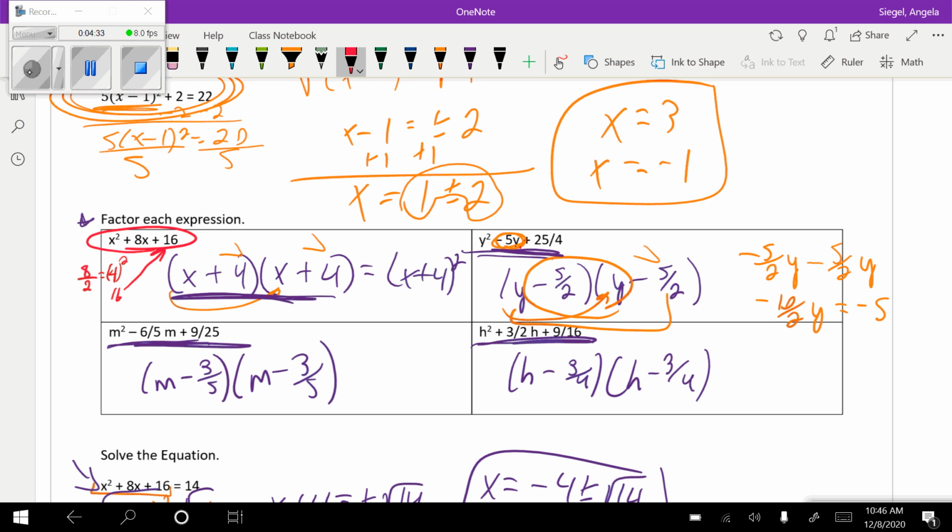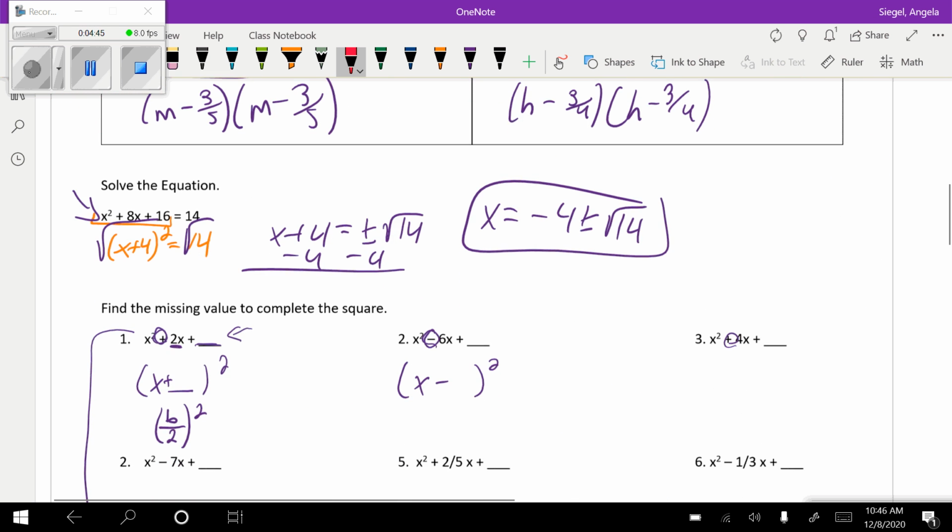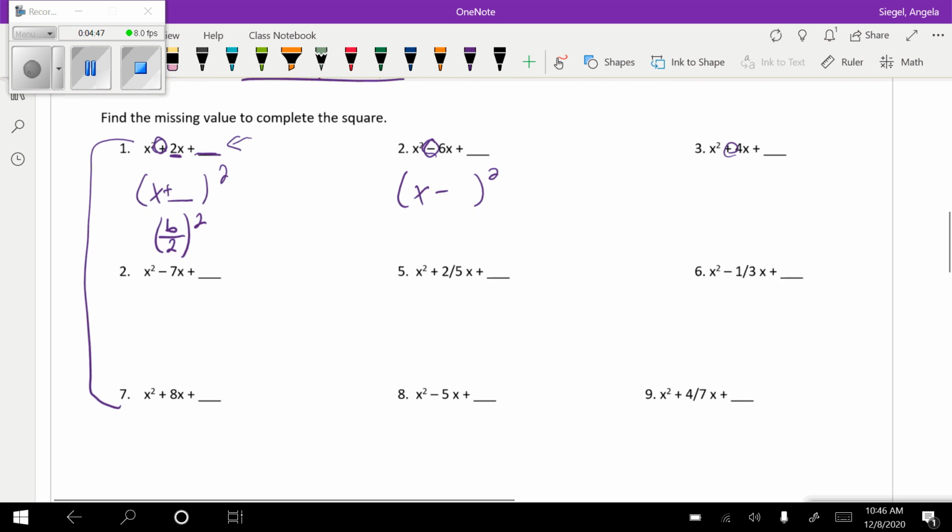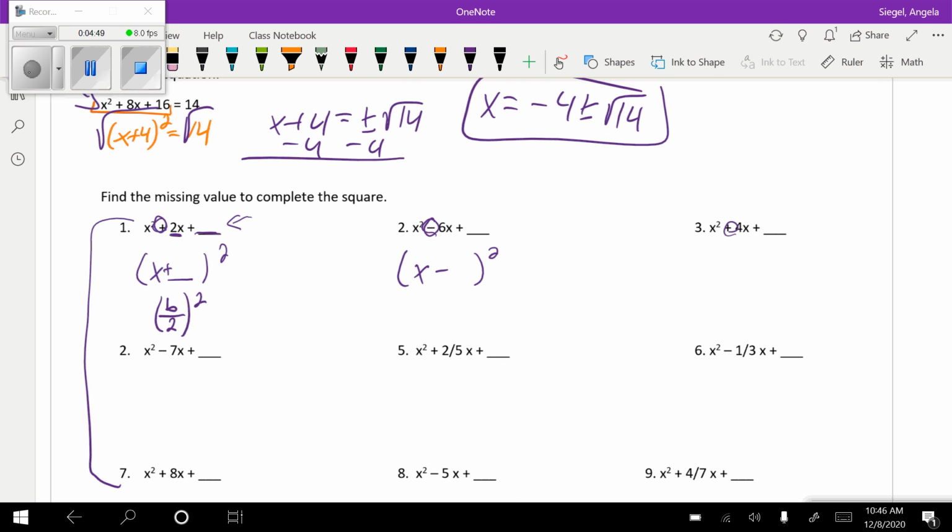I'm going to do the same thing with this negative 5. I don't care about the negative, so I'm just going to take that 5, divide it by 2, square it, and I get 25/4. So that's where that missing term is coming in. So see what you can do on these 9, and then we'll talk about it.